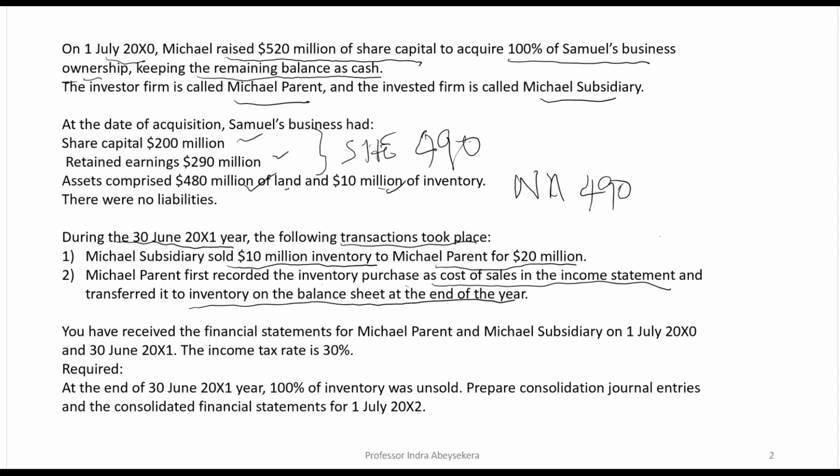You have received the financial statements for Michael Parent and Michael Subsidiary on 1st July 20X0, that's the date of acquisition, and 30th June 20X1, that's end of the first year. Income tax rate is 30%. Required. At the end of 30th June 20X1 year, that's in the first year, 100% of inventory was unsold. Prepare consolidation journal entries and consolidated financial statements for 1st July 20X1. That's at the beginning of the second year.